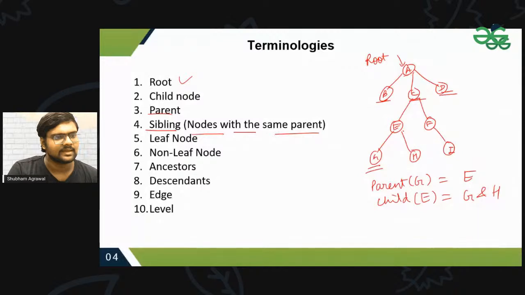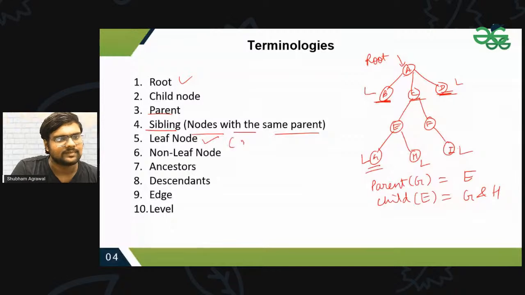Then we have leaf nodes. Leaf nodes are the external nodes, meaning they are the last nodes in the tree. So as you can see, in this leaf node there is no left child and no right child. Here D is also a leaf node, and I is also a leaf node. As you can see, leaf nodes have no children.